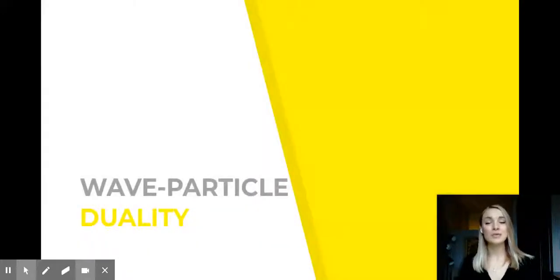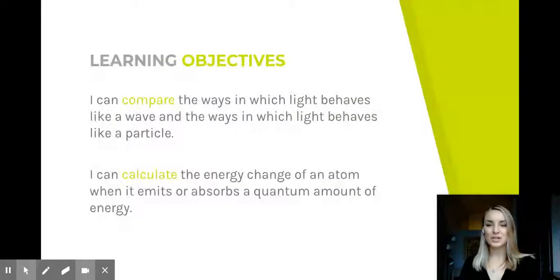Right. Today we're going to be talking about wave-particle duality and how our past understandings of how energy behaves influence how we now think about it. Our learning objectives are, I can compare the ways in which light behaves like a wave and the ways in which light behaves like a particle, and I can calculate the energy of an atom when it emits or absorbs a quantum amount of energy.